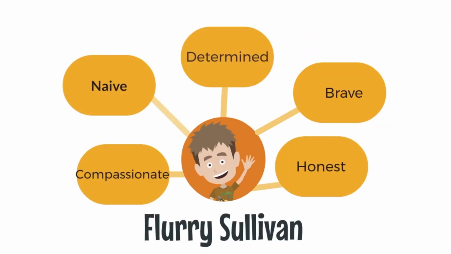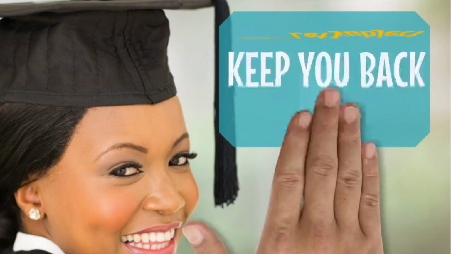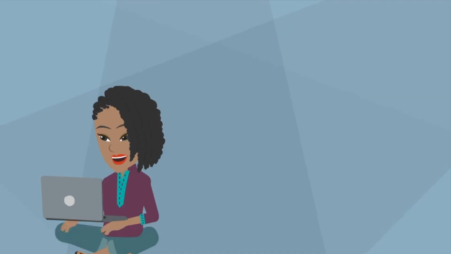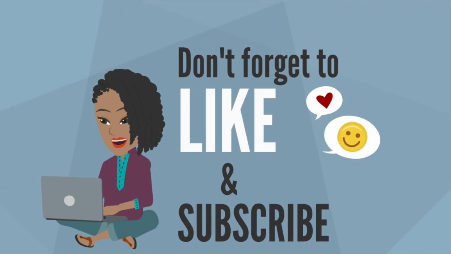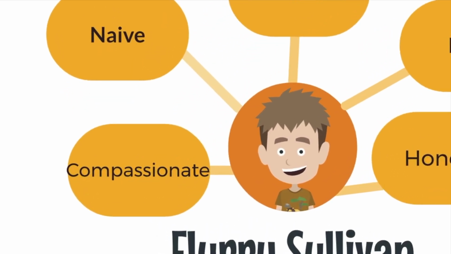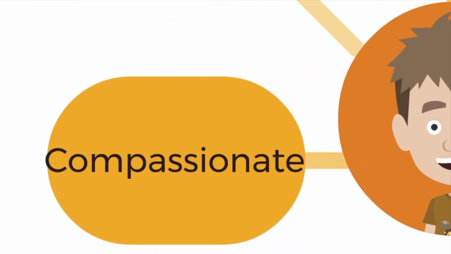Two ways in which we can describe Fleury are compassionate and naive. Now, there are probably many other words that you would be able to come up with to describe these characters, but my aim is just to show you how you can use the information from the text to form opinions that you can use in your essays and then support those opinions with quotes and explanations from the story. So I'm going to show you how to use the words compassionate and naive to describe Fleury Sullivan.